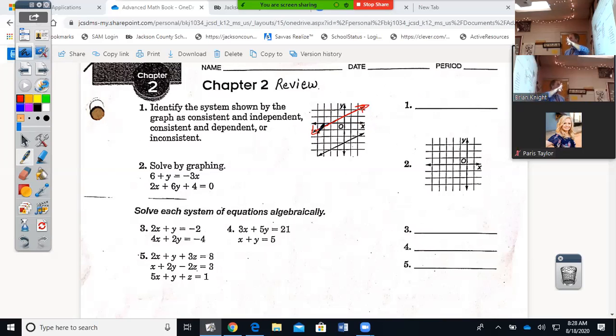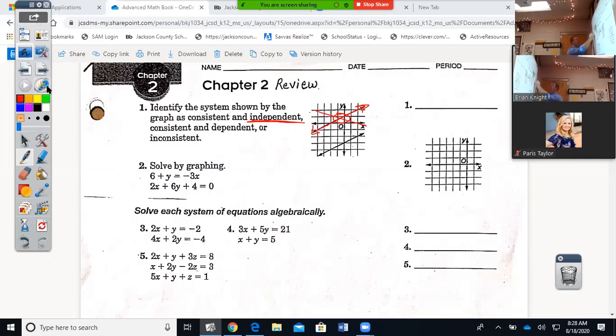All right. So you got 3 options. They're either all the time working, you get a whole bunch of answers, consistent, dependent. There's only 1 answer when they're just crossing once. That's consistent, independent, because again, independent usually means 1. And if they're not touching, it's inconsistent. Any questions? Everybody good? All right.